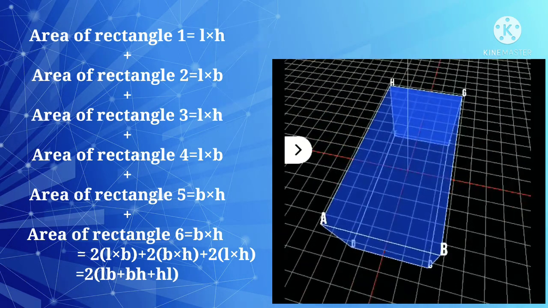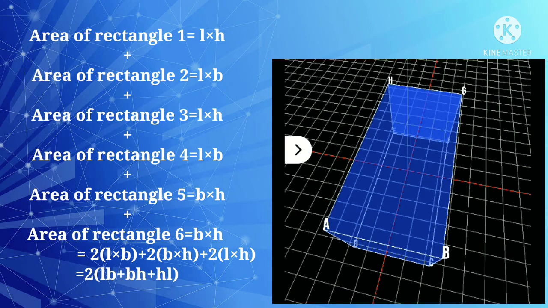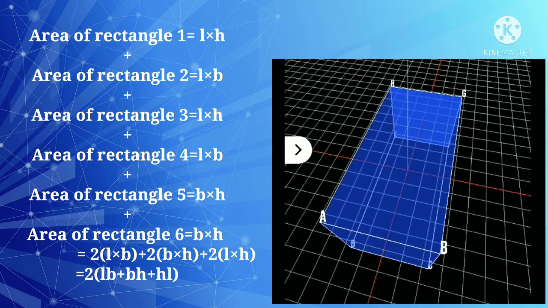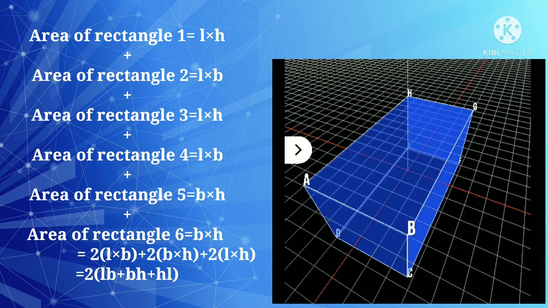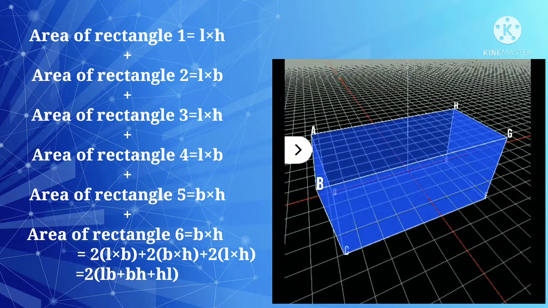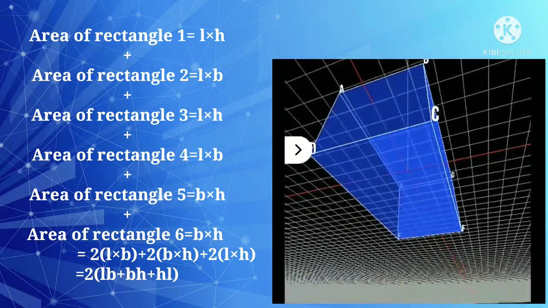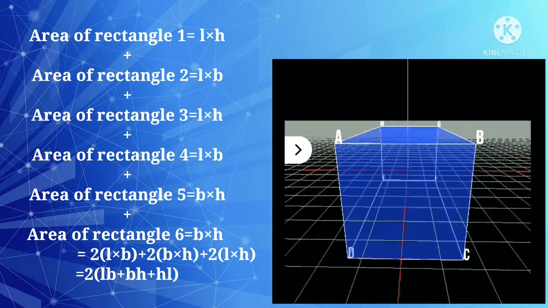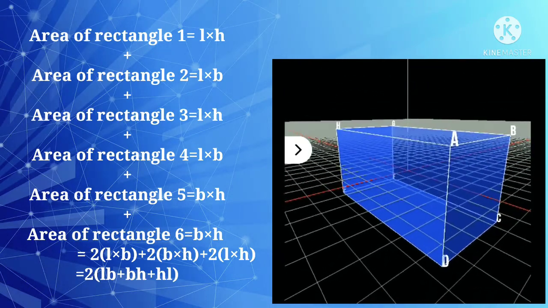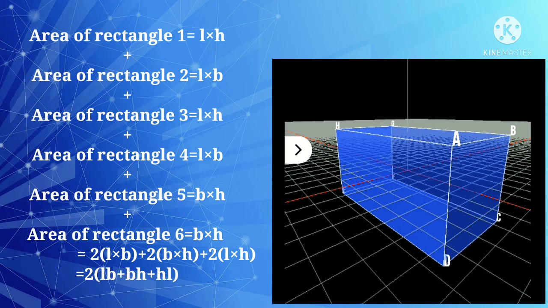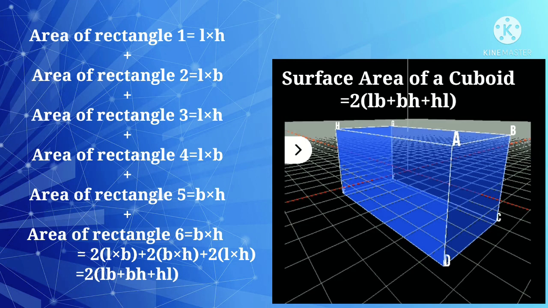As well as the top one, ABZH. Here AB is the breadth and AH or BZ is the length. So we write length into breadth for the area. How many such faces are there? Total two faces, one is CDEF. So this is the surface area of this cuboid. If we calculate all this, finally we get the surface area of a cuboid equal to 2 times of length breadth plus breadth height plus height length.